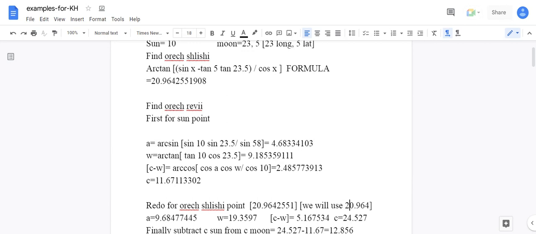And that means, as I said before, celestial equator point that sets. When the second value, it means when the point 20.964 sets, then the celestial equator 24.527 sets. Okay. Now you subtract these two values and you get 12.856. This is called Oirich Revi. It's the time it takes from point A to point B to set. You can measure it. You take this number 12.856. You multiply it by 4. You know exactly how many minutes it is. I'll do it now.